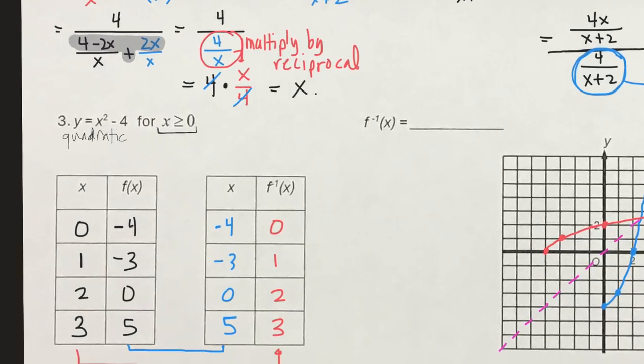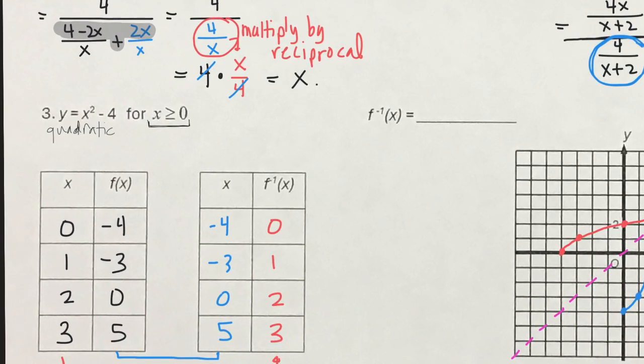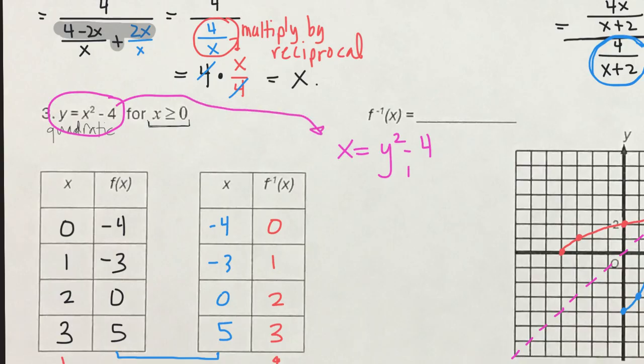So let's find the inverse of our function, x squared minus 4. We find an inverse by switching your x's and your y's. So x equals y squared minus 4. Okay, so I'm finding the inverse function of my original. So first step is plus 4. So x plus 4 equals y squared. And our last step, square root both sides. So my function is the square root of x plus 4.